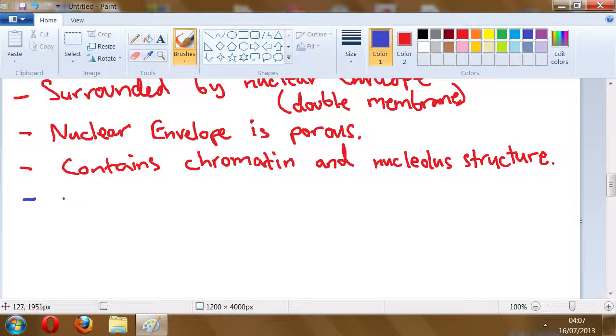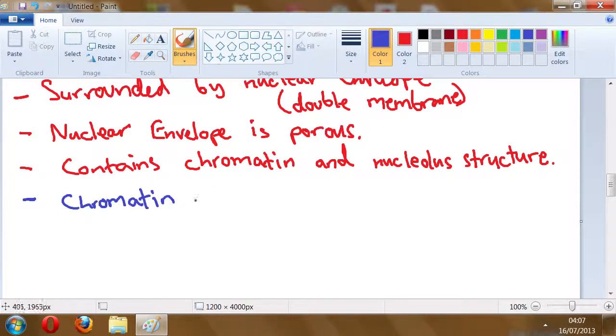Okay, so we're going to move into functionality. Just to remind you, blue is functionality and red is description.